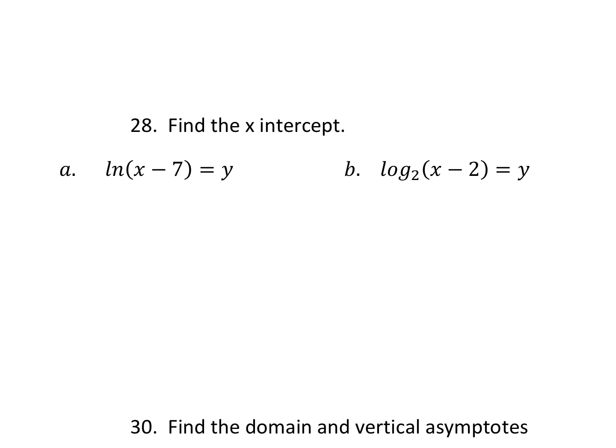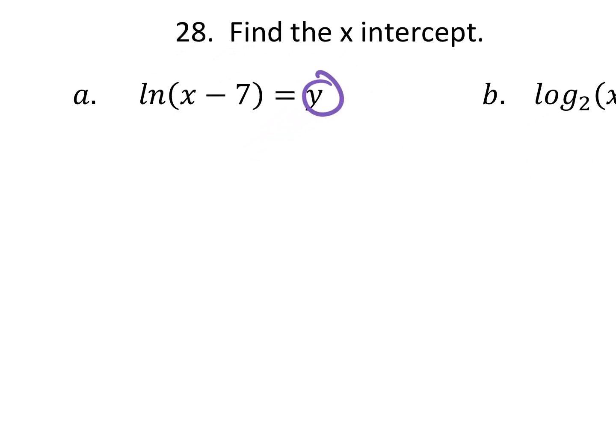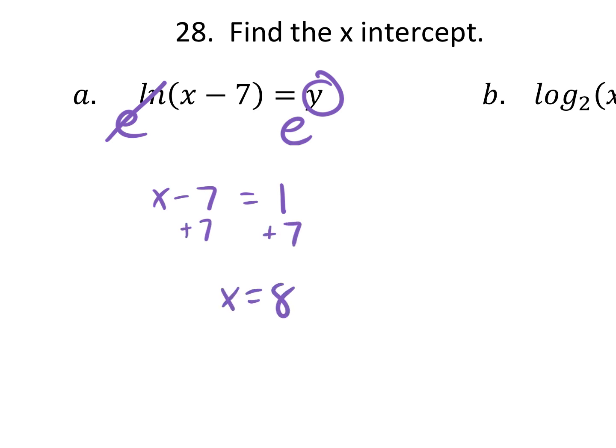All right, how would I find the x-intercept? Make y 0. So I'd make y 0 and then solve. How would I solve an ln function? Make the big base e. So the big base e of ln will cancel, and then I'm just left with x minus 7. What's e to the power of 0? 1. And then we just add 7 to both sides. So x is equal to 8.